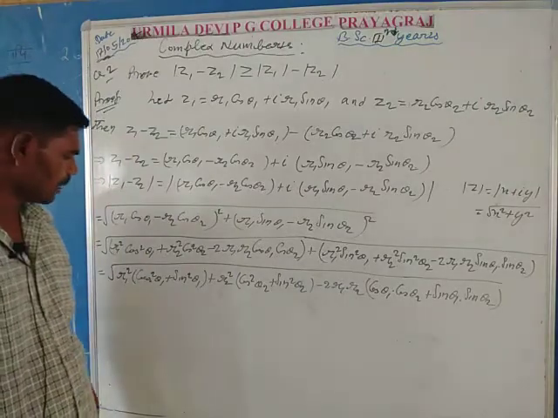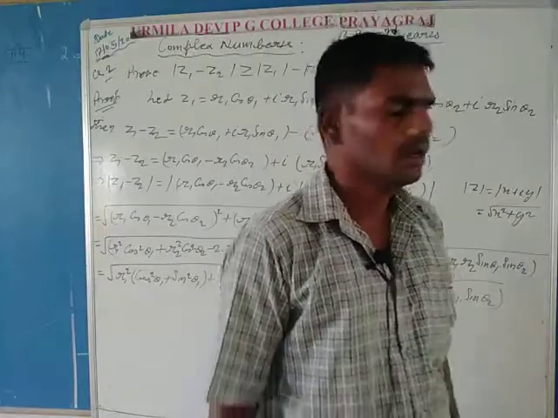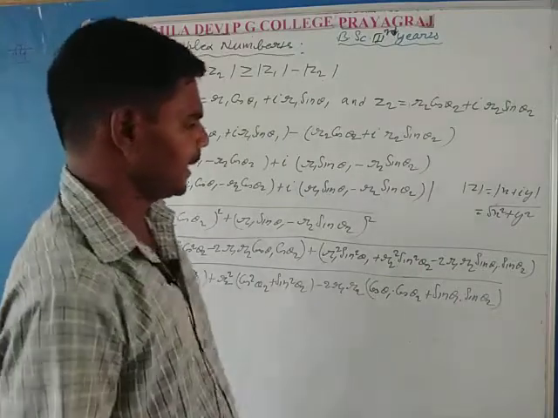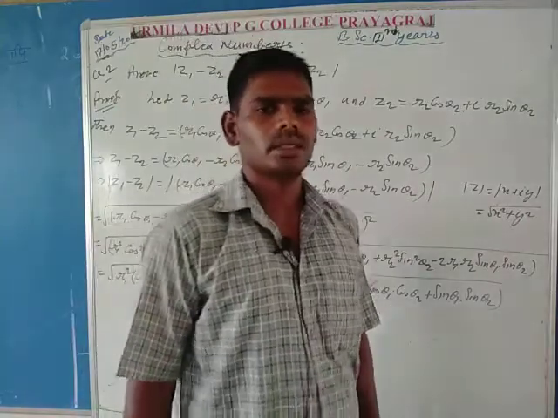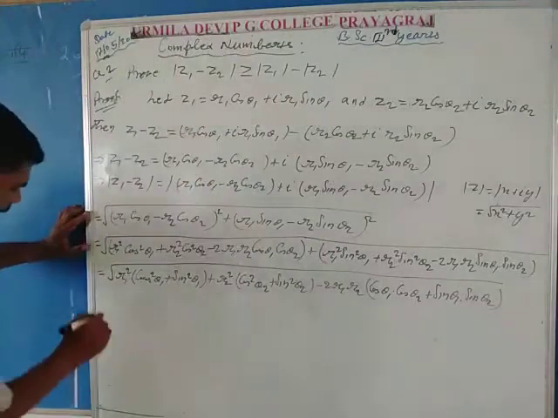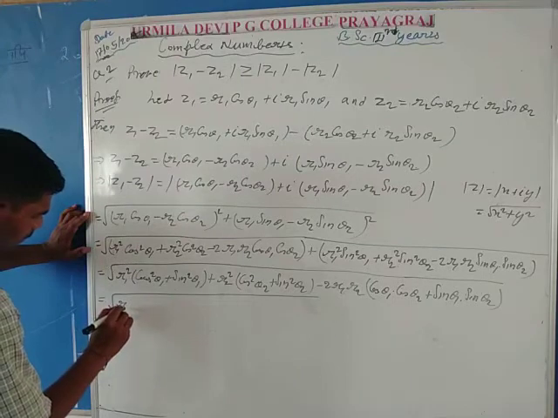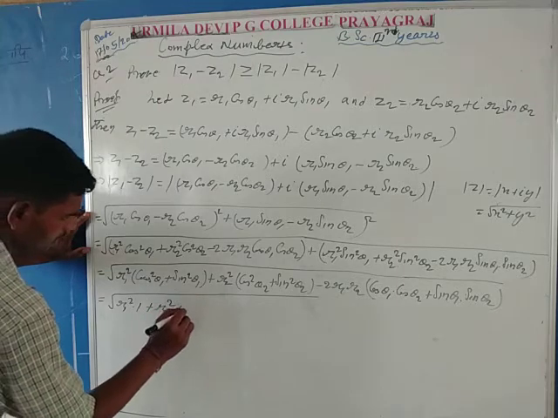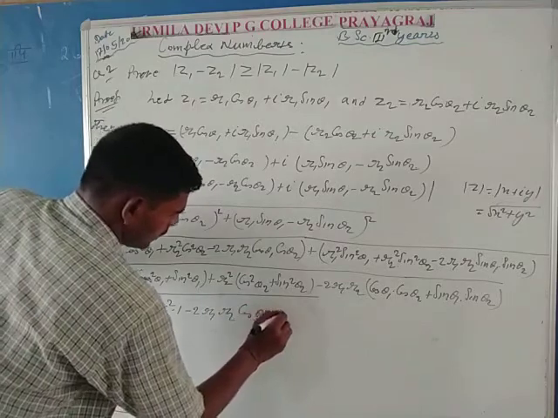With the help of the trigonometrical formula, you already know that cos square theta plus sin square theta is equal to 1. So this formula is used for the first bracket and second bracket, and cos of a minus b is equal to cos a into cos b plus sin a into sin b, which is used in the third bracket. So write it as under root of R1 square into 1 plus R2 square into 1 minus 2 times R1 R2 cos of theta 1 minus theta 2.